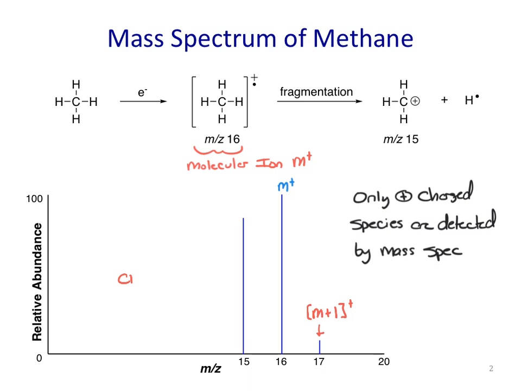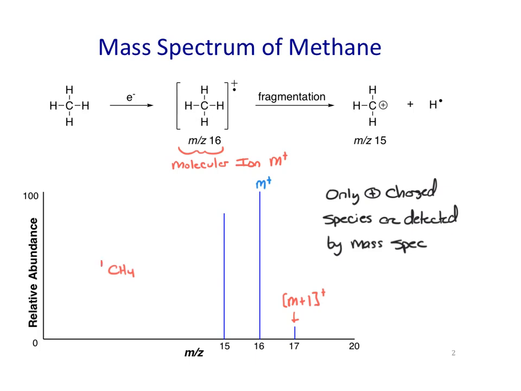So in the sample of methane, almost all of the molecules are going to contain the carbon-12 isotope. But there's going to be a small percentage of the carbon-13 isotope. It's actually 1.1%. Because of that, the extra neutron makes it one mass unit higher, and we see this small peak. So in any mass spectrum, you should see your molecular ion and then a small peak for the M+1.